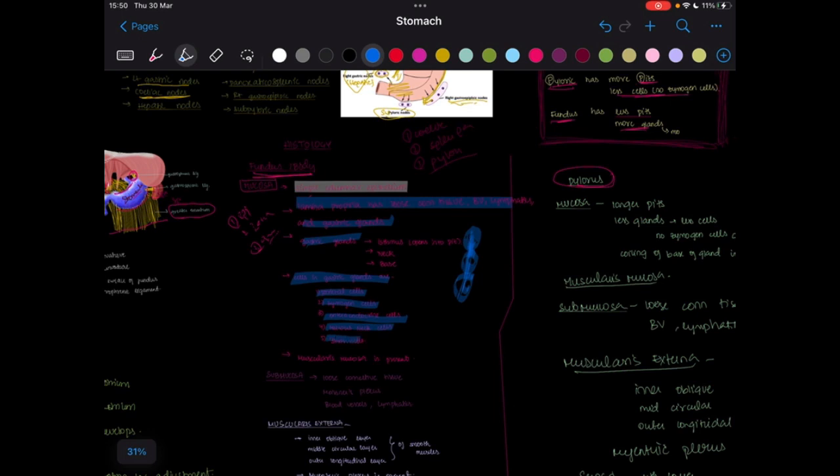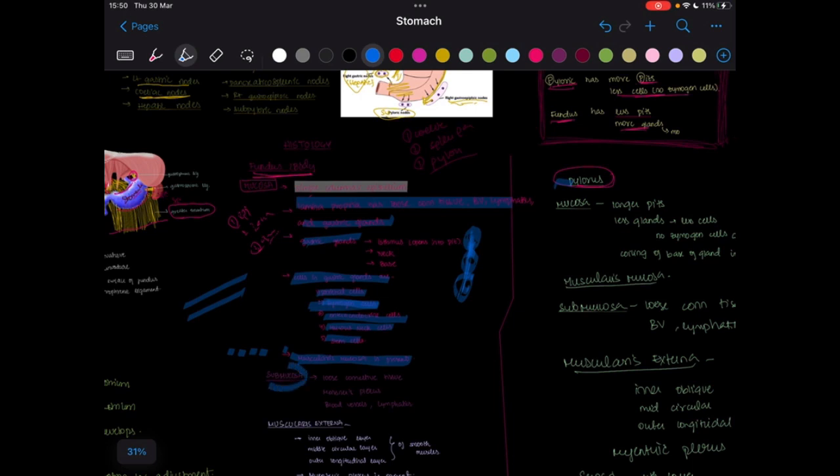Remember this one, the zymogen cells are present only in the fundus. It is absent in the pylorus. The muscularis mucosa muscle is also present in the mucosa. So under mucosa we have discussed it has simple columnar epithelium, and the lamina propria has lymphatics, blood vessels, and gastric glands. The gastric glands have parietal cells, zymogen cells, enteroendocrine cells, mucous cells, and stem cells. And also you have a layer of muscularis mucosa, a smooth muscle layer.